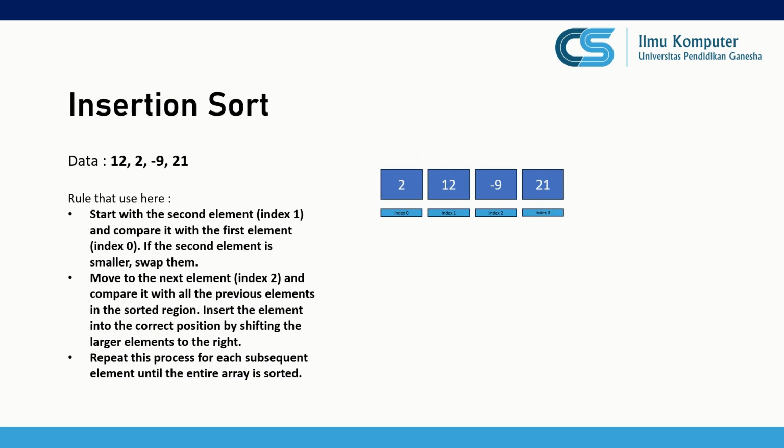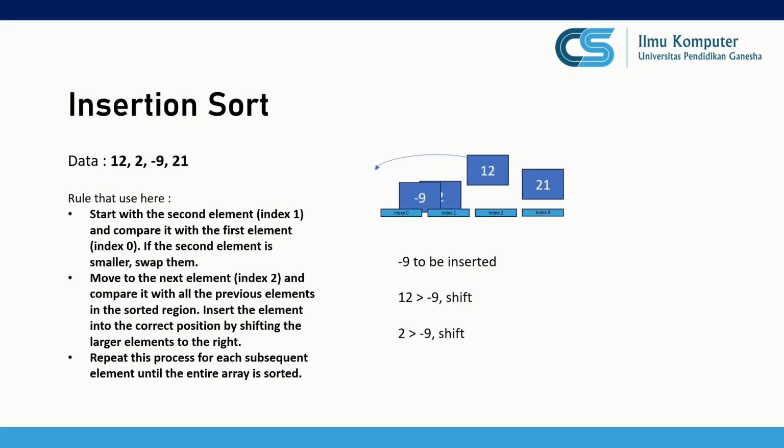Next, the second rule we have is to move to the next element, which is index 2, and compare it with all previous elements in the sorted region. Insert the element into the correct position by shifting the larger elements to the right. Repeat this process for each subsequent element until the entire array is sorted. So here I want to insert minus 9, and I can find out that minus 9 is smaller than the previously sorted 12 and 2, so we shift them, reach the left boundary, and insert minus 9.